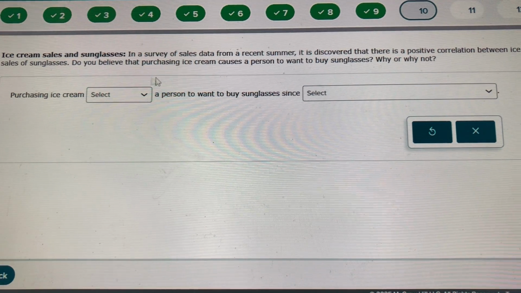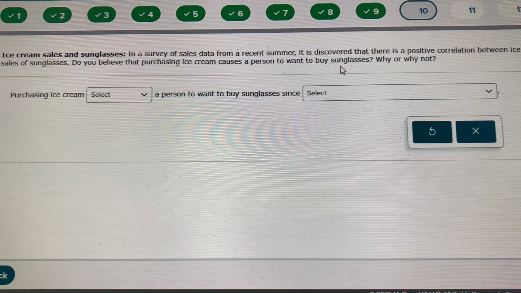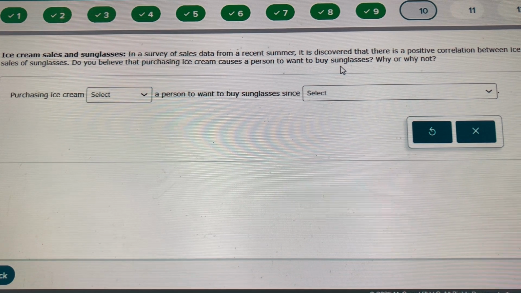Okay, so we're getting probably towards the end of 4.1 already. In a survey of sales data from recent summer, it is discovered that there is a positive correlation between ice cream and sales of sunglasses. Do you believe that purchasing ice cream causes somebody to want to buy sunglasses? See, you don't want to say cause and effect. Ice cream has nothing to do with sunglasses. What's causing these things is a third outside variable.